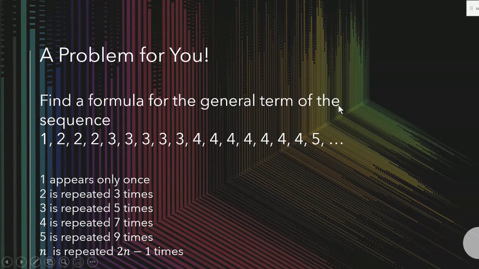Find a formula for the general term of the sequence 1, 2, 2, 2, 3, 3, 3, 3, 3. Notice that in this case, the 1 appears only once, the 2 is repeated 3 times, the 3 is repeated 5 times, the 4 repeated 7 times, and then you can see that there is a general pattern here: n in general is going to be repeated 2 times n minus 1 times.